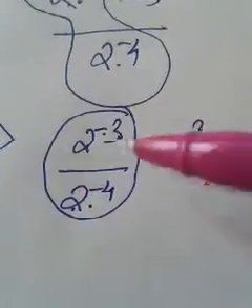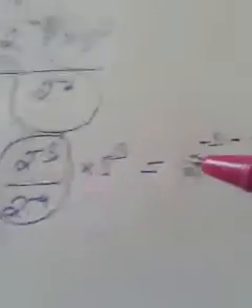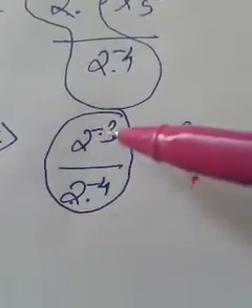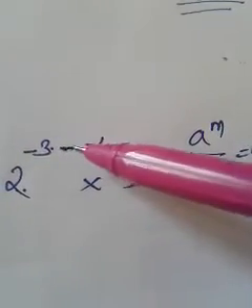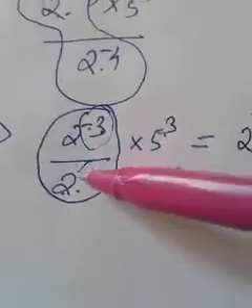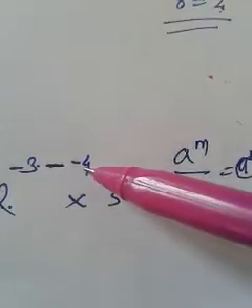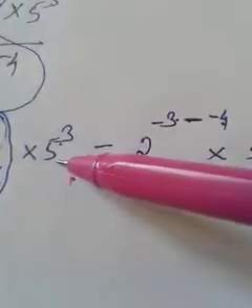That means 2 raised to minus 3 divided by 2 raised to minus 4: you can write this 2 as it is. Then the powers you can subtract. Write this power as it is, minus 3 as it is. Then the sign of subtraction. Then this power, minus 4. After that, into 5 raised to 3, this 5 raised to 3 as it is.